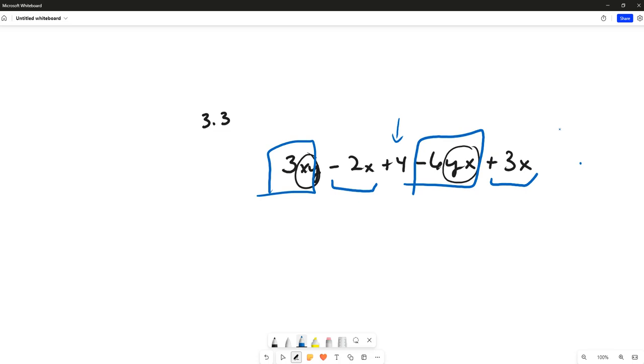So negative 6 plus a positive 3 is going to be a negative 3xy. And a negative 2x and a positive 3x is going to be just a positive x, because remember that we don't write the 1. It's understood in front of the variable. And then we're going to just add 4 to that. Now, there's nothing else to do with this because we don't have any variables to substitute. So this expression is just that, that's the end of what we're doing.